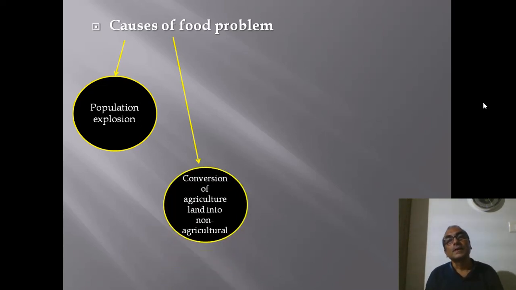Then comes the conversion of agricultural land into non-agricultural. Definitely when the population is increasing, we need more and more land area to build houses, construct buildings, towers, and expand the cities and villages. So we are encroaching into the agricultural area, and vast land which was earlier used for agriculture was converted into non-agricultural land for construction, for human dwellings.